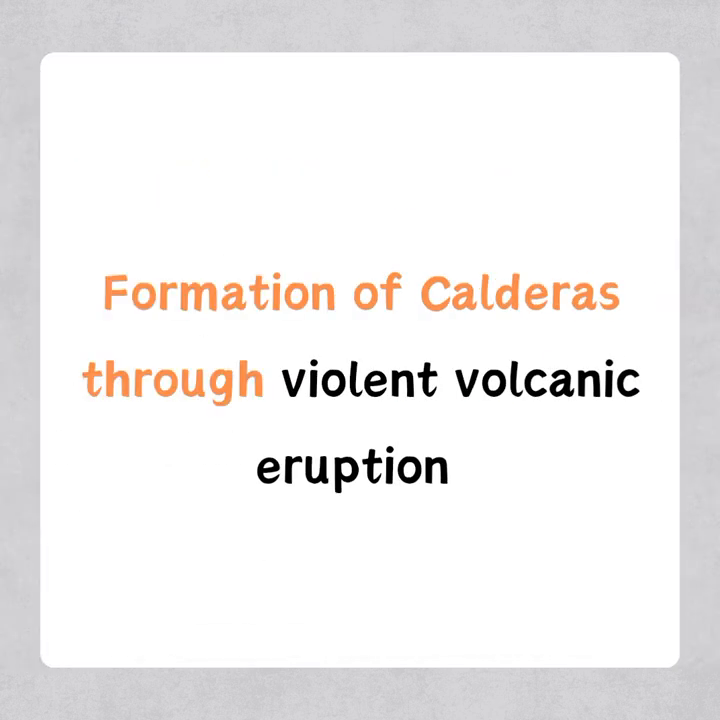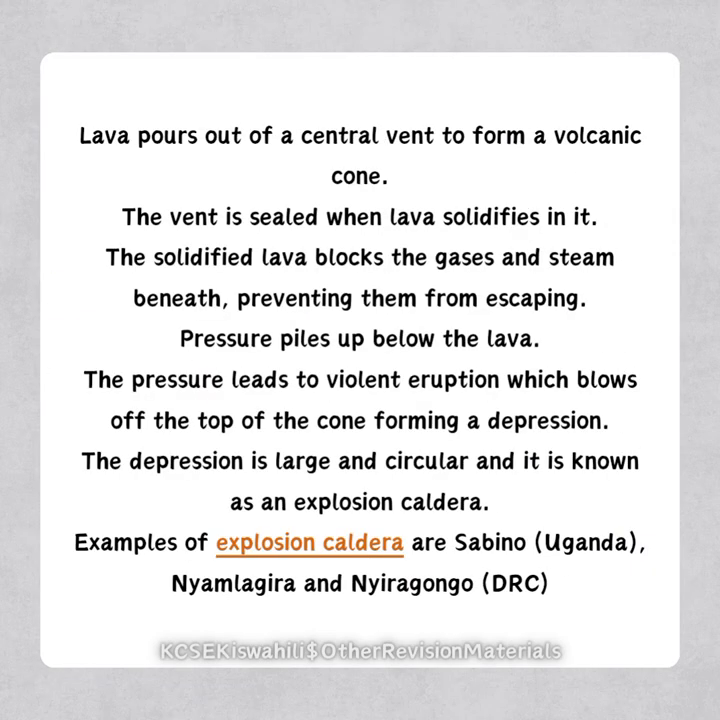Formation of calderas through violent volcanic eruption. The following happens when a caldera is being formed through violent volcanic eruption. Lava pours out of a central vent to form a volcanic cone. The vent is sealed when lava solidifies in it. The solidified lava blocks the gases and steam beneath, preventing them from escaping. Pressure piles up below the lava. This pressure leads to violent eruption which blows off the top of the cone, forming a depression. The resulting depression is large and circular and it is known as an explosion caldera.